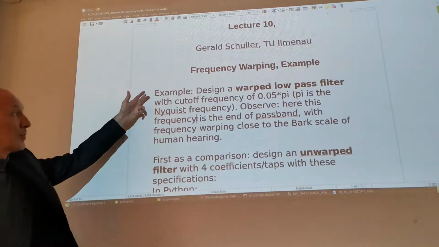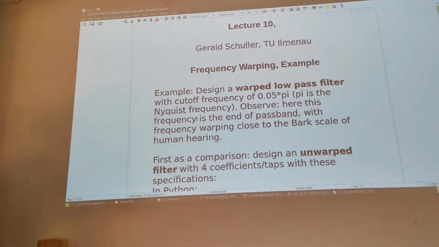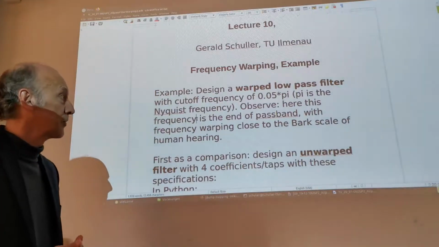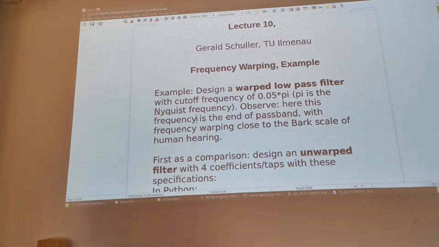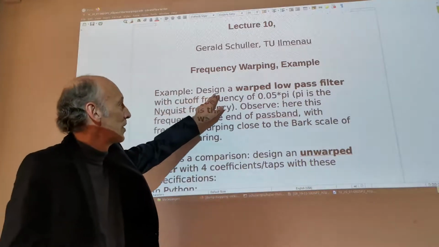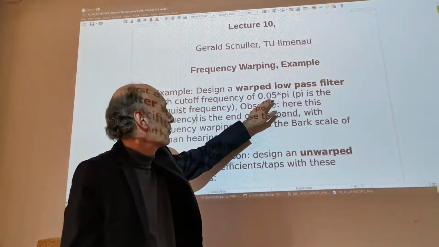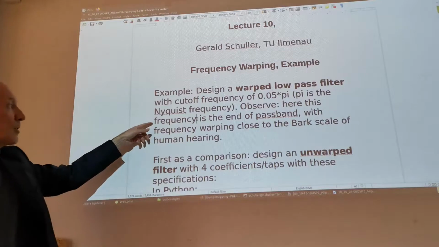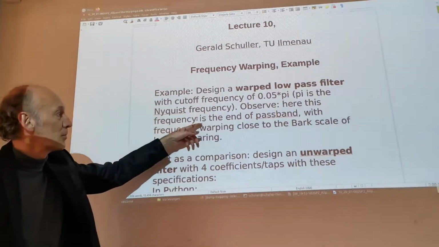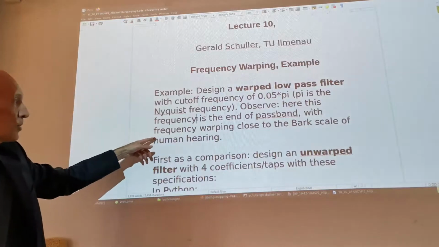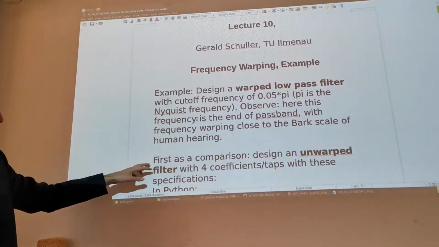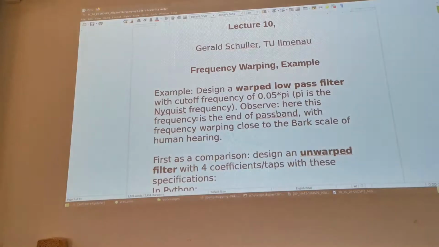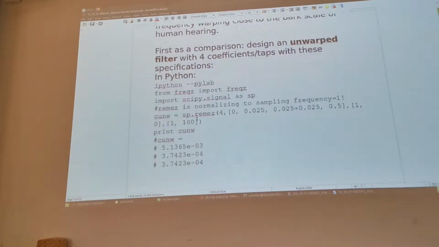Yeah, so here's a little example on low-pass filter design. So if we want to do, for instance, sampling rate conversion, usually we want to have a good low-pass filter, and if we want to do the sampling rate reduction a lot, we need to have a very narrow low-pass filter. So here's a very narrow low-pass filter, which has a cutoff frequency of 0.05 pi, right? It applies to max frequency, so it's actually quite narrow. And yeah, this frequency should be the end of the passband here, with the frequency warping close to the Bark scale of human hearing. So maybe this might be some application to hearing aids.